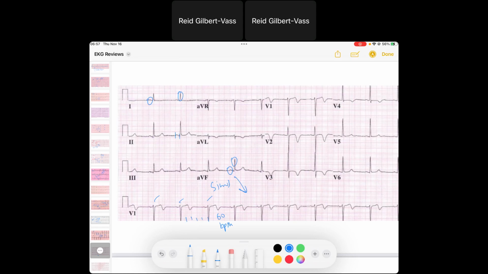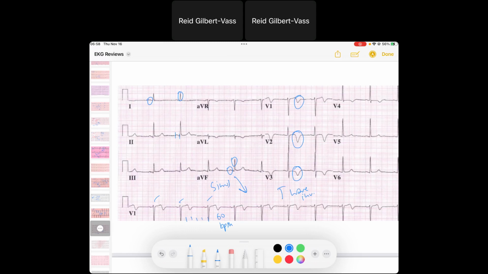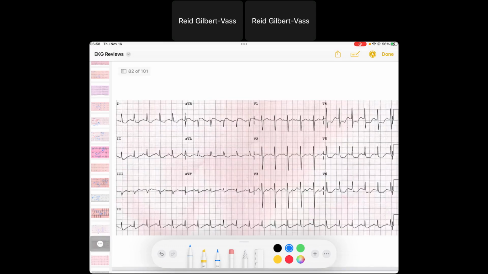And so here we start looking at narrow QRS. We've got maybe some T wave abnormalities in V1 through V3, maybe some T wave inversions in those leads. Otherwise, this is a normal EKG. So if you remember what syndrome you can see symmetrical T wave inversions in those V1 through V3 leads, might be like a Wellens syndrome.